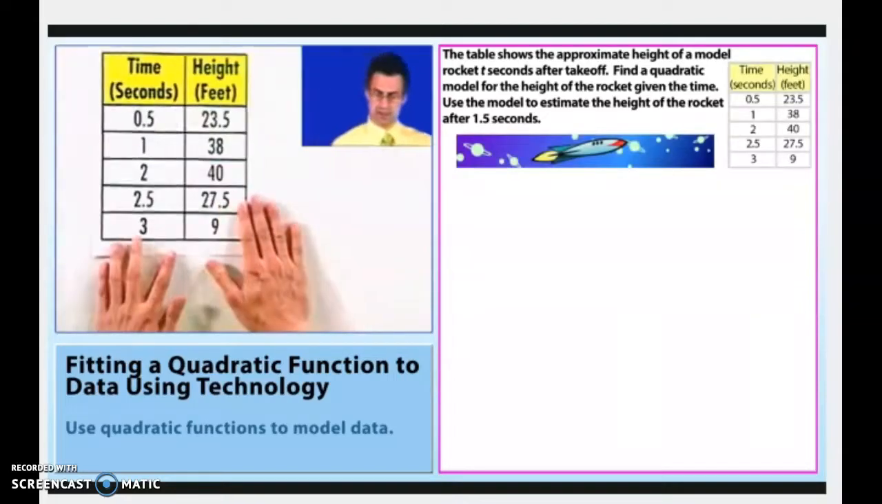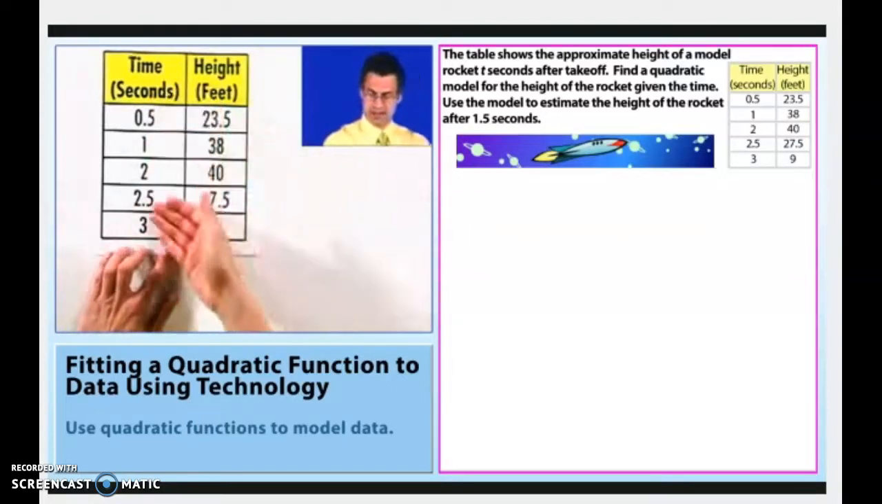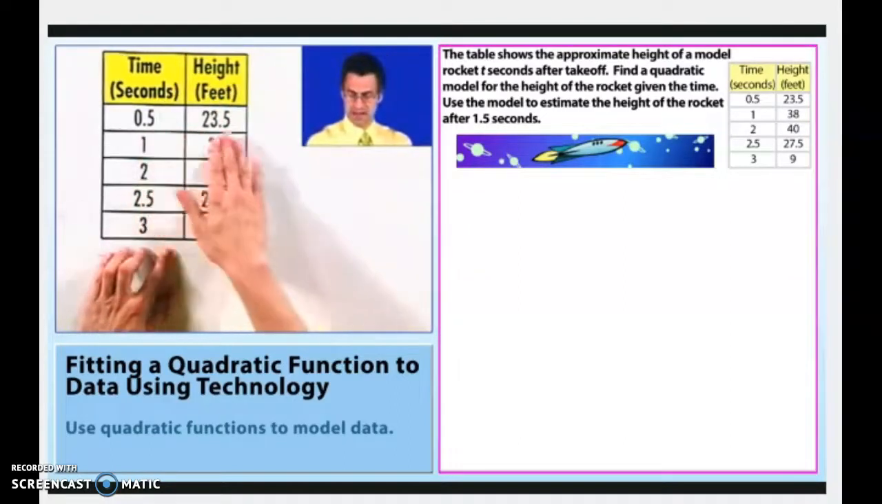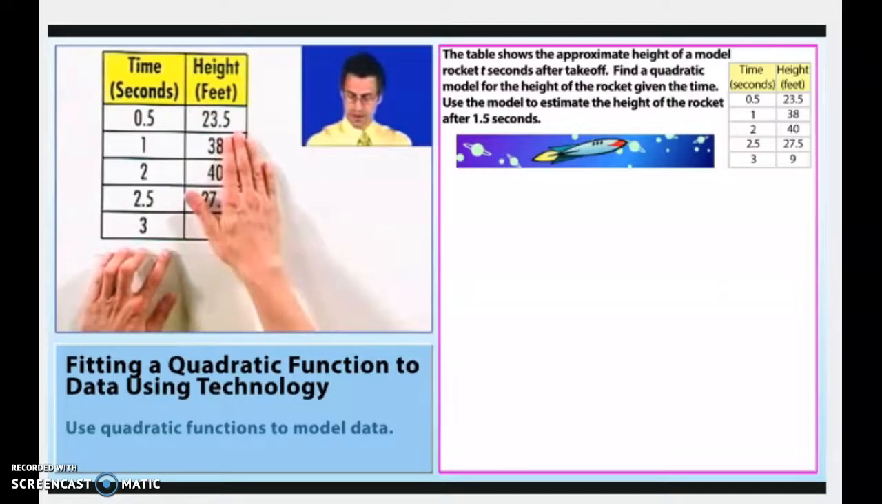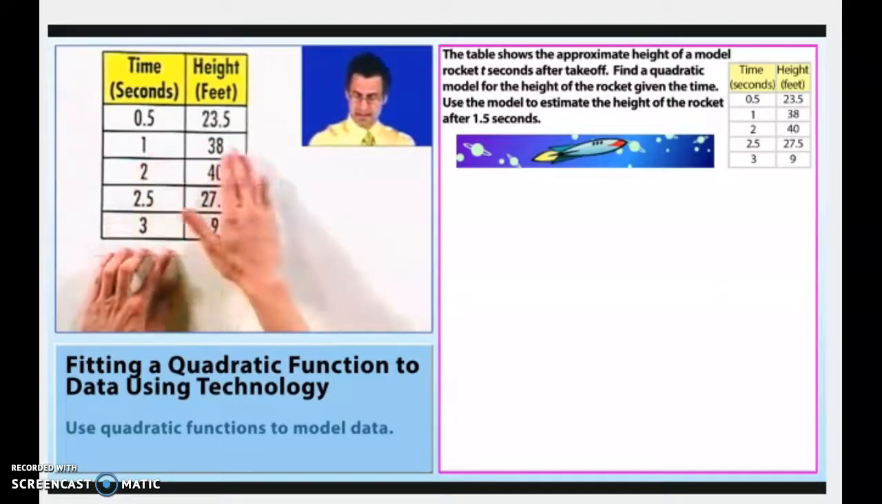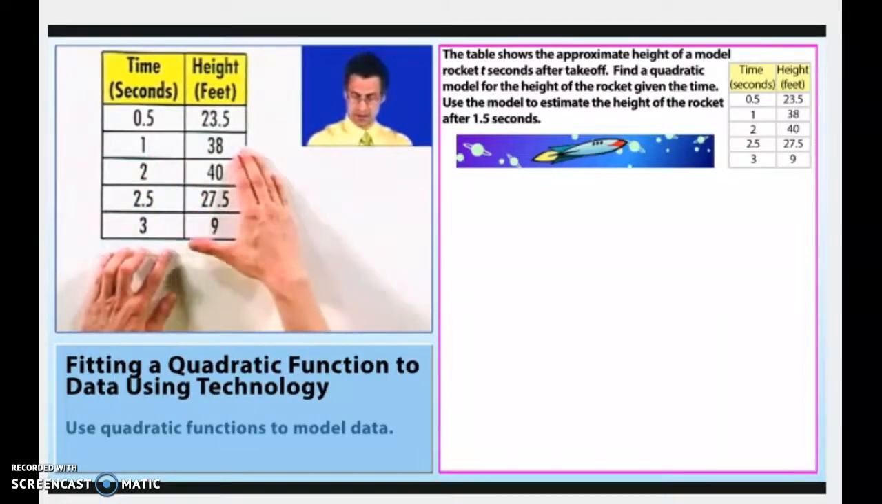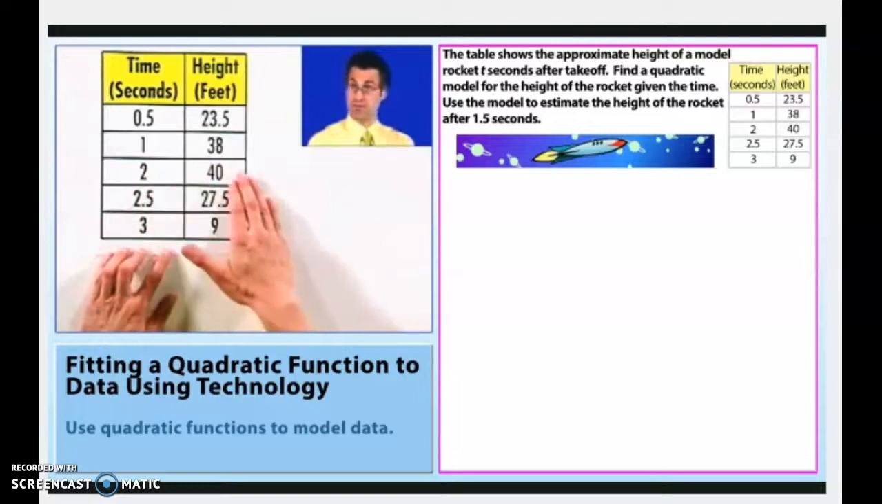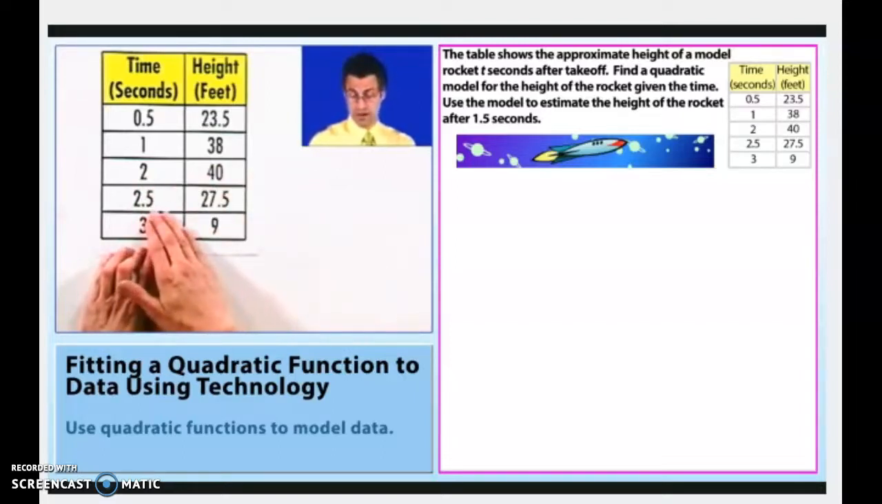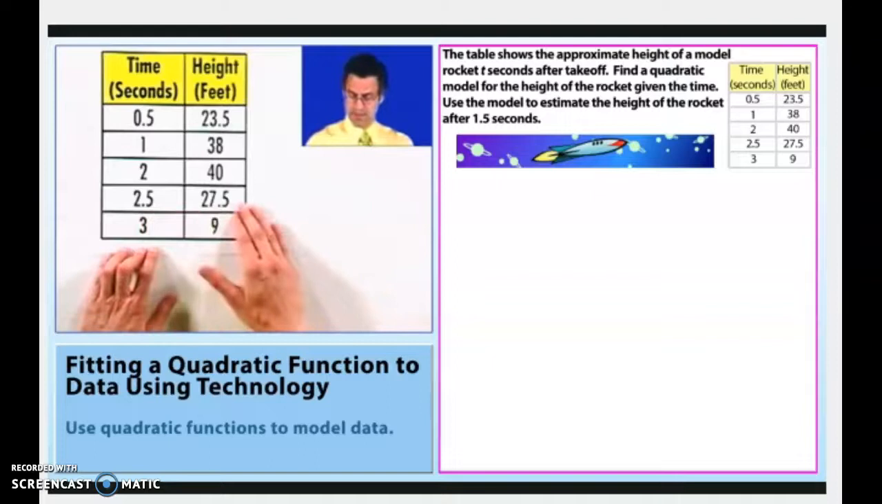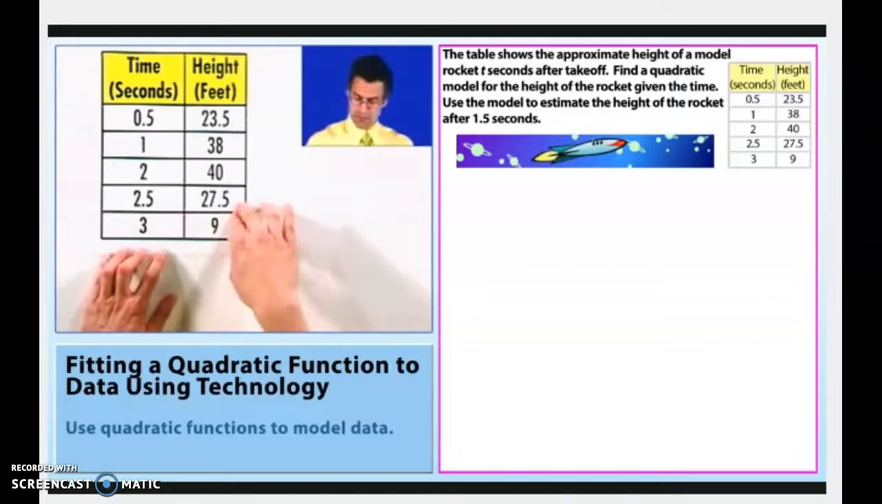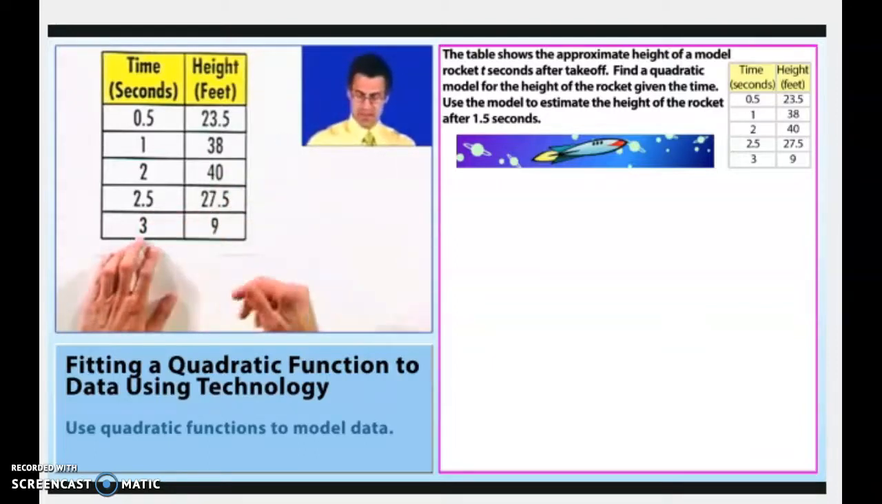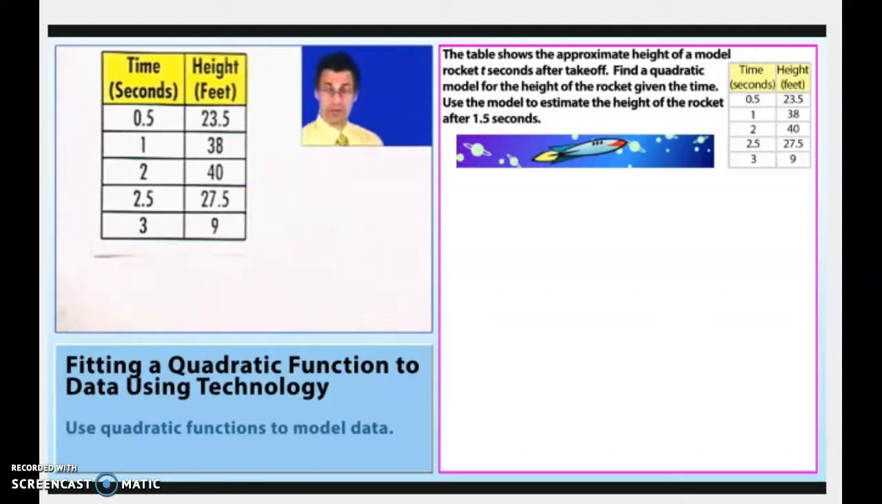So here you can see we have the table. This is time in seconds and the height that's traveled. Half a second, it's at 23.5 feet. At 1 second, it's at 38 feet. So you can see it's still going up. At 2 seconds, it's at 40 feet, so it's really high. At 2.5 seconds, it's at 27.5 feet. So now it's already dropping. And then at 3 seconds, it's 9 feet off the ground.